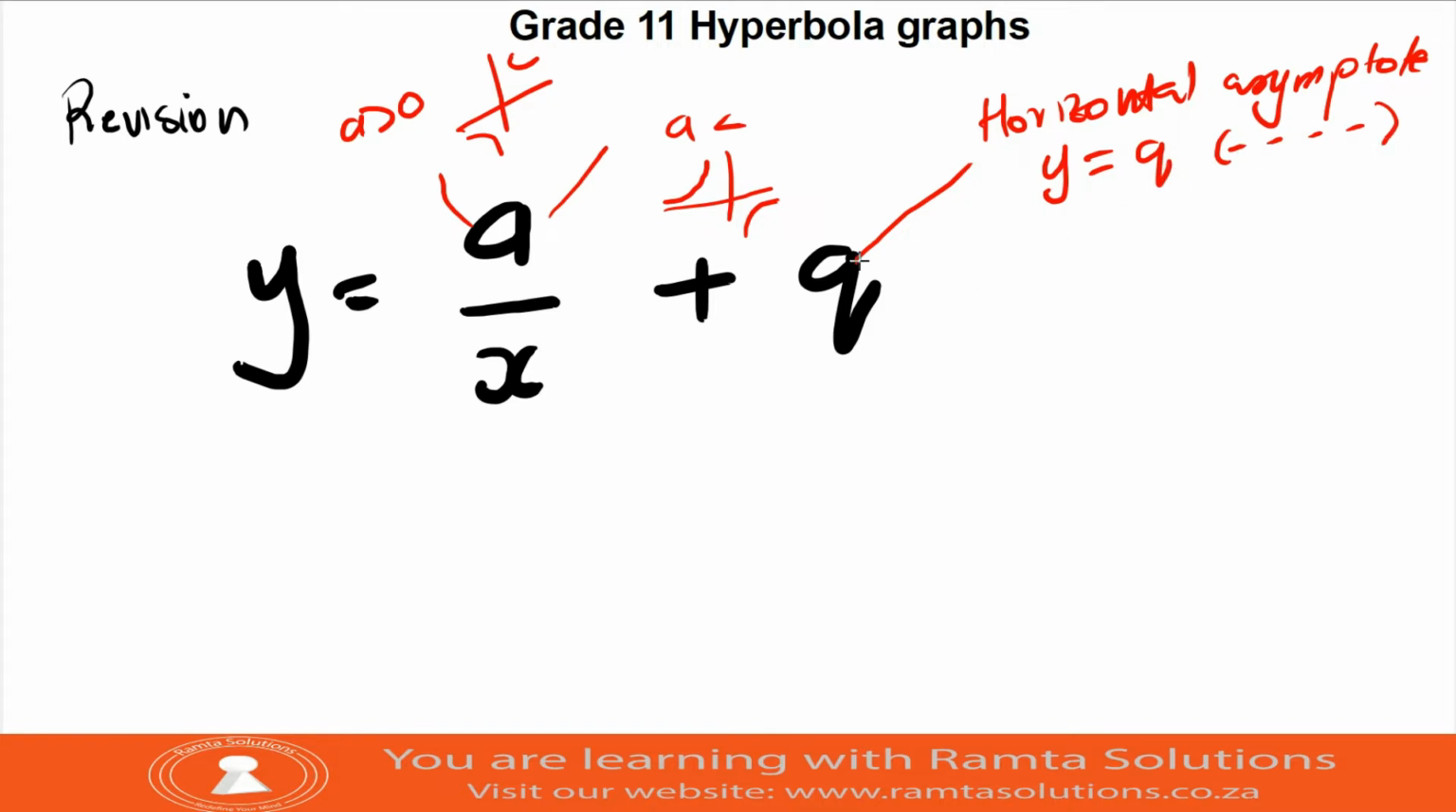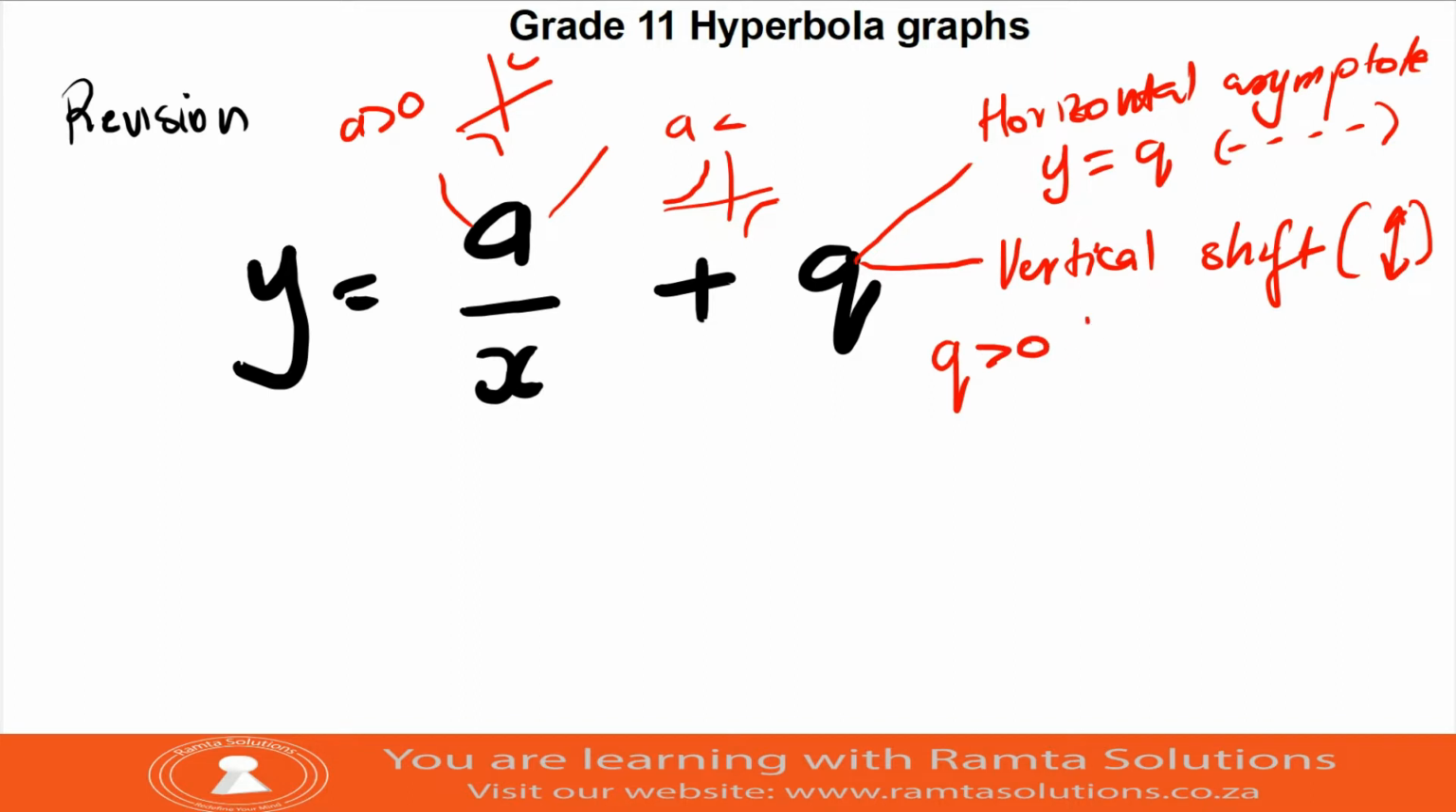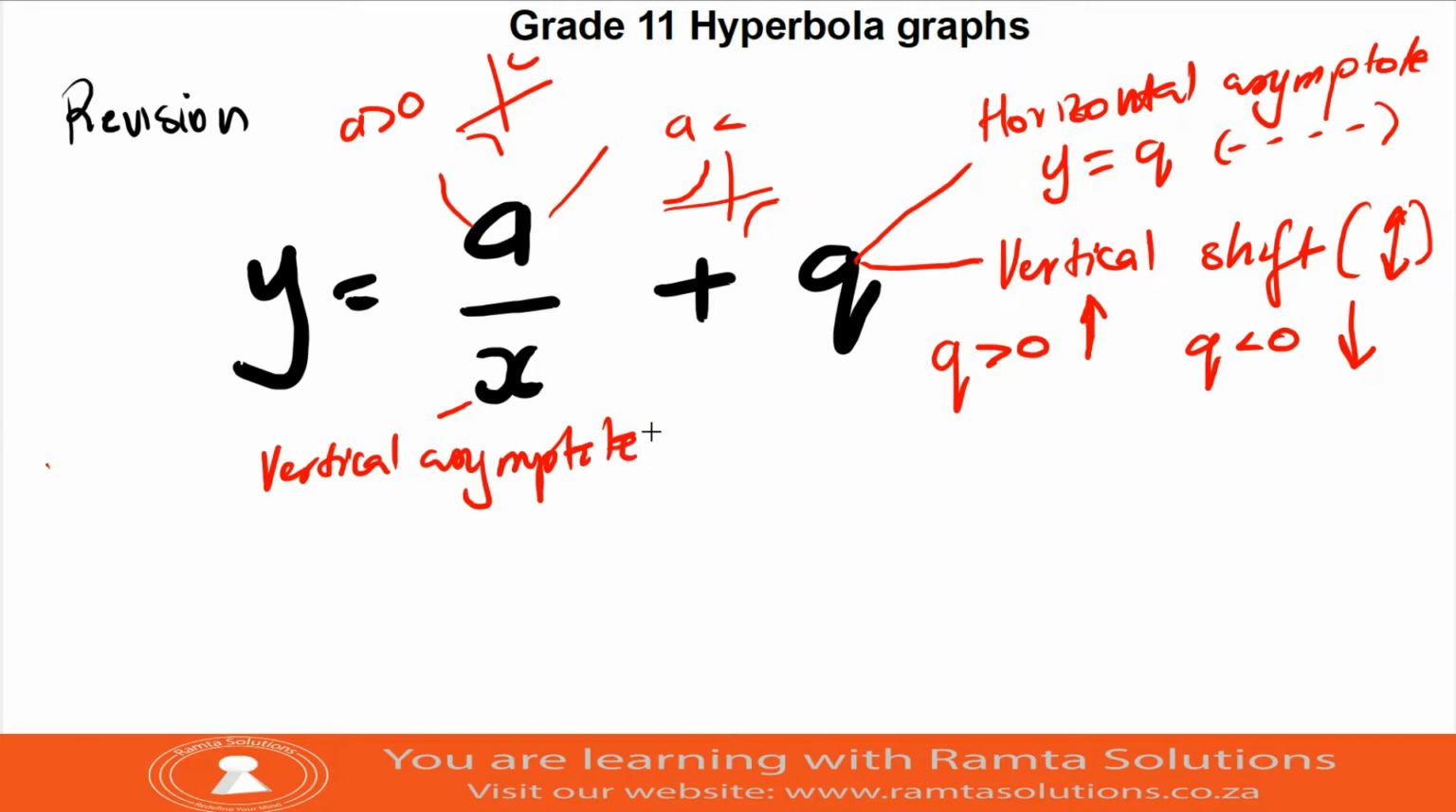It also represented vertical shift, which was about shifting up or down. So we said if q is positive, the graph shifts up. If q is negative, the graph shifts down. And then in grade 10, your vertical asymptote was x equals 0, right?